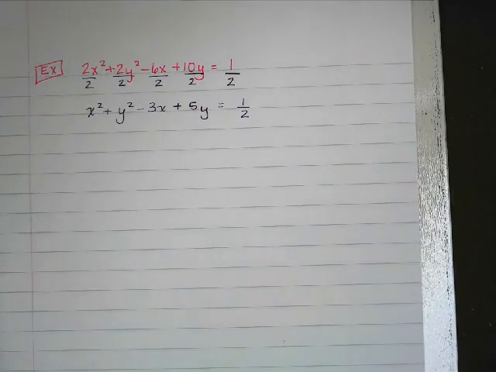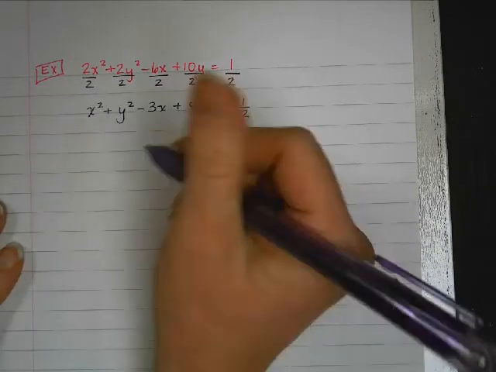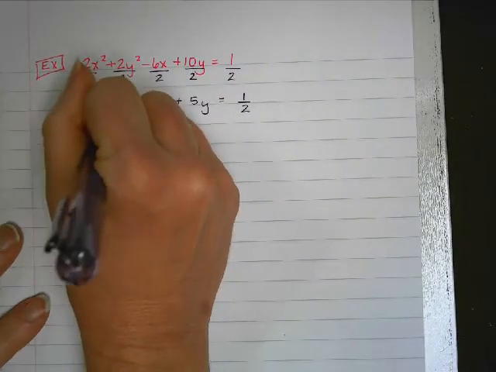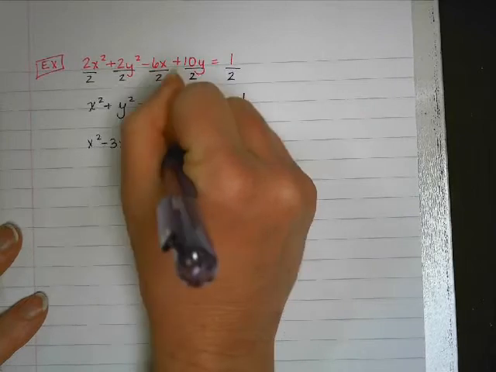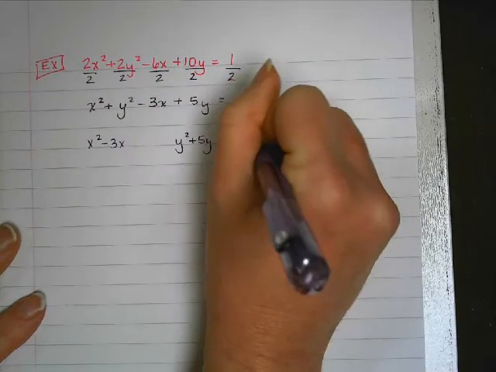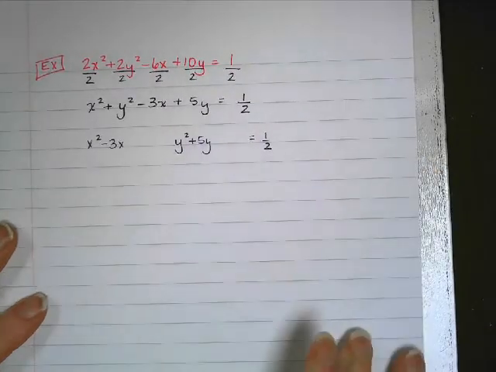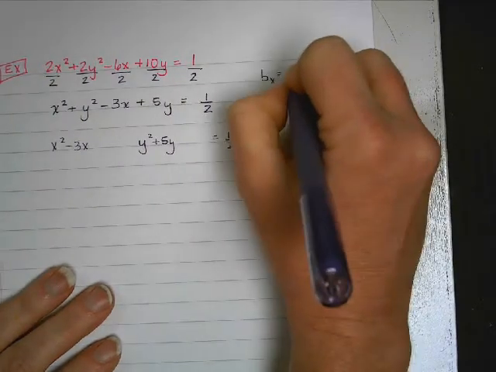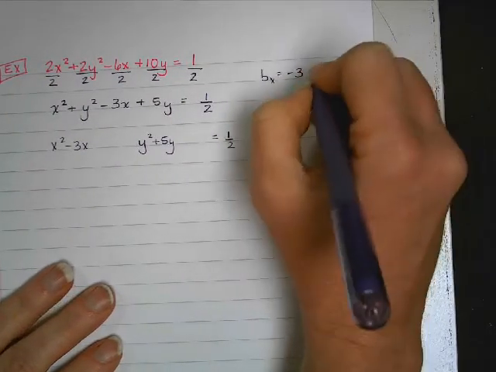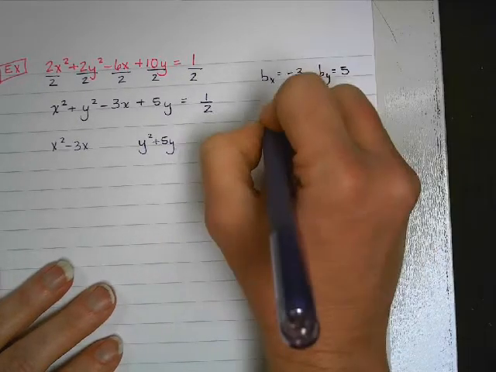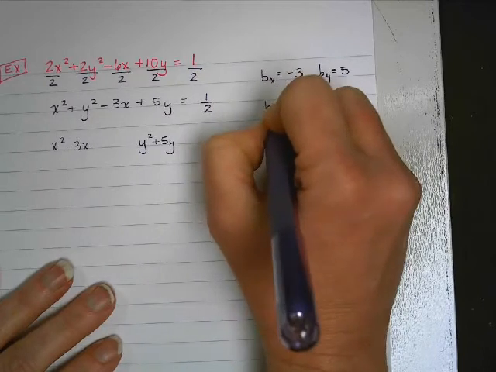Now, once you've done that, the rest of it's the same. What's the square of 1 and 1? Just 3/9, or 9/4. So I'm going to get my X family together, and my Y family together. All right, so my B value of my x's is negative 3, and my B value of my y's is positive 5. When you half it, just leave it as a fraction.